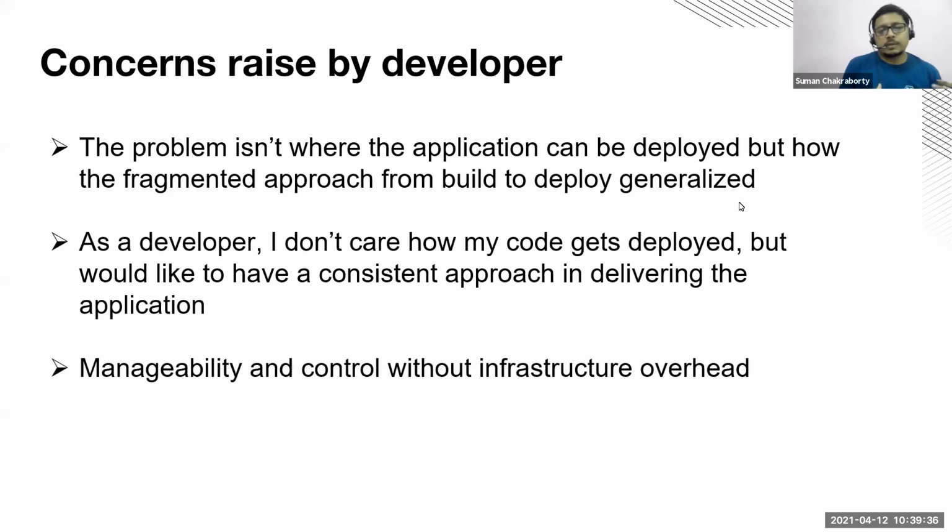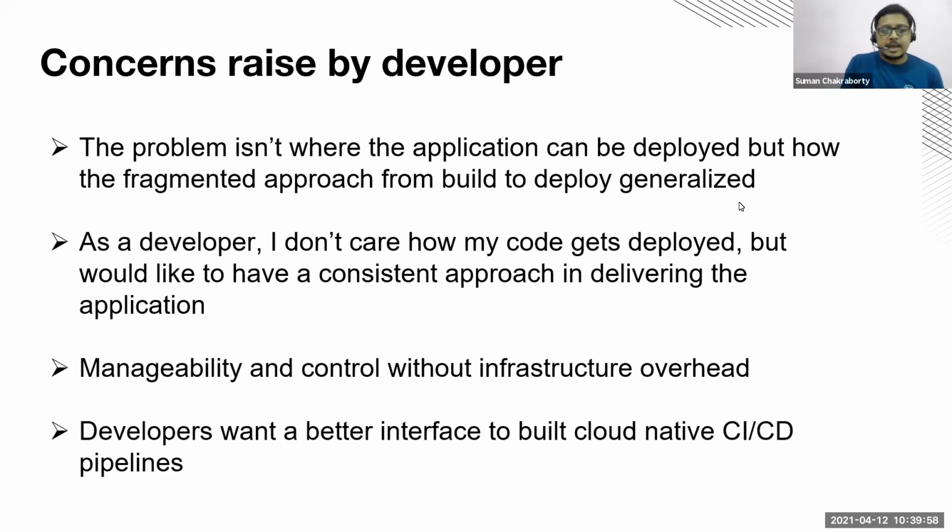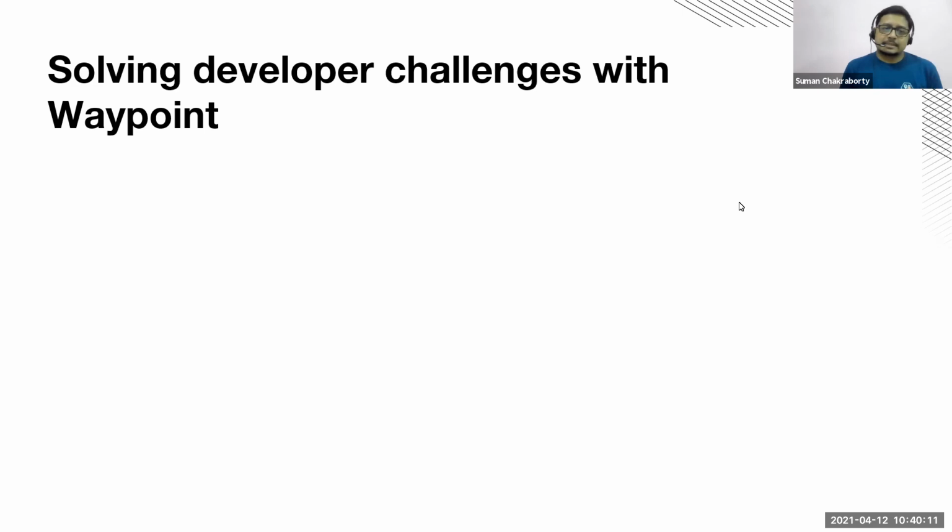Also, one important factor here is that the developer would be less concerned with the infrastructure overhead, and would focus more on developing their business logic, and trying to have control on their source code where it actually goes from the build, deploy, and to the release phase. And developers definitely want a better interface, a UI that can help them to understand if some deployment goes wrong, how that can be managed.